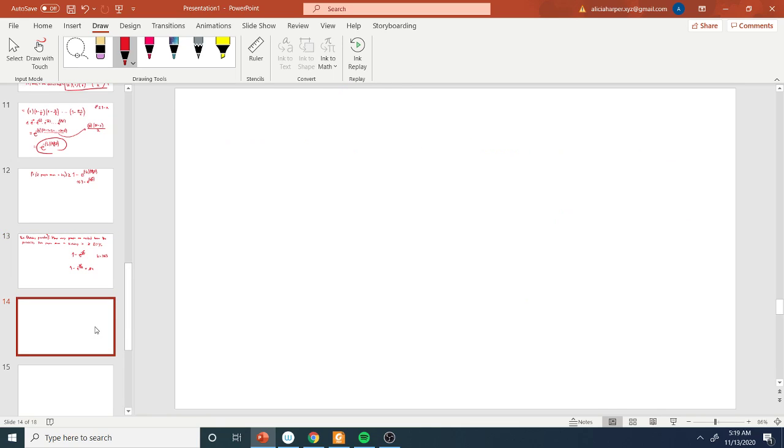Now, let's talk about Pollard's rho method, which is the first real cool application of probability to cryptography. This is Pollard's rho method. All right.